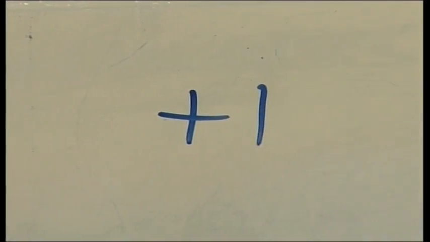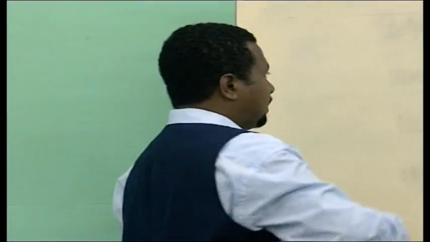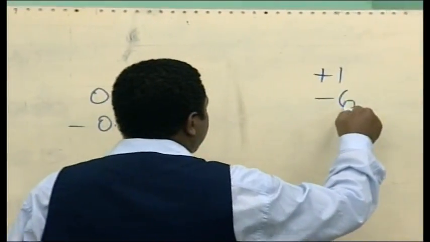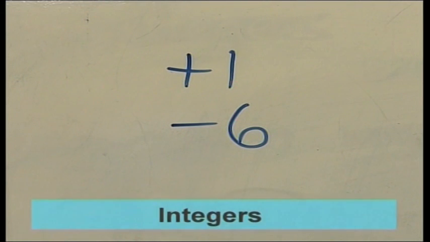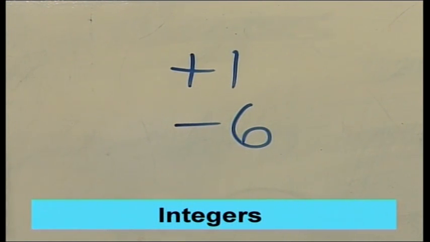What about a negative integer? Give me an example of a negative integer. Ruthie. Negative 6. Very good. Now, positive 1 and negative 6 are examples of integers.